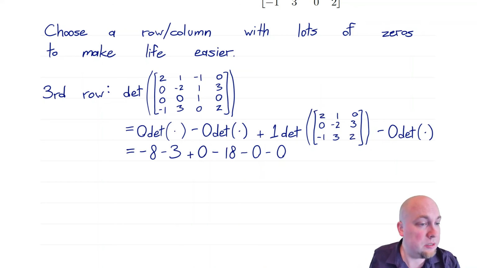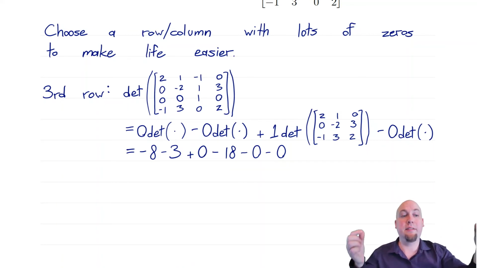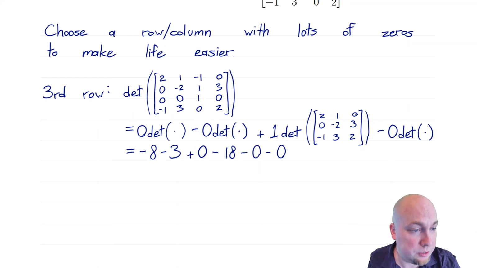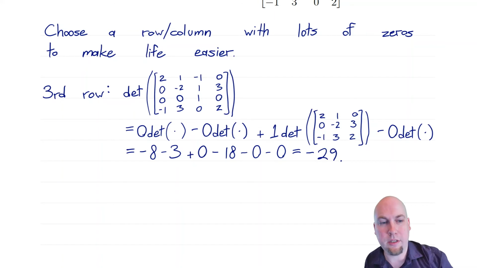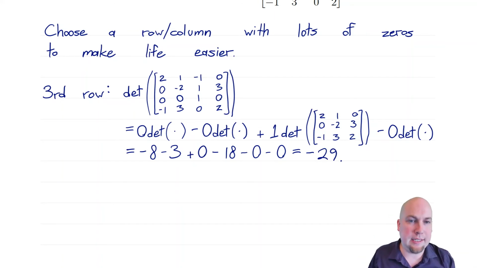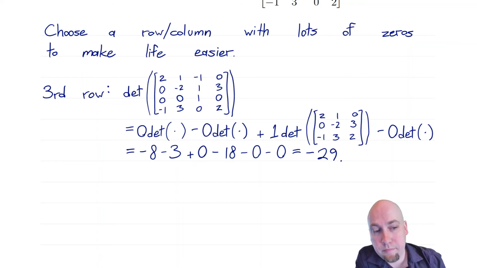2 times minus 2 times 2, oh, that's minus 8. Next, 1 times 3 times minus 1 is minus 3. And then 0 times 3 is 0. So those are my 3 forward diagonals. And then I subtract off my 3 backward diagonals. 2 times 3 is 18, but I'm subtracting it because it's a backward diagonal. 1 times 0 times 2 is 0, and 0 times minus 2 times minus 1 is also 0. And then you just add all those up, and you get minus 29 at the end of the day. So that's the determinant of my original matrix.